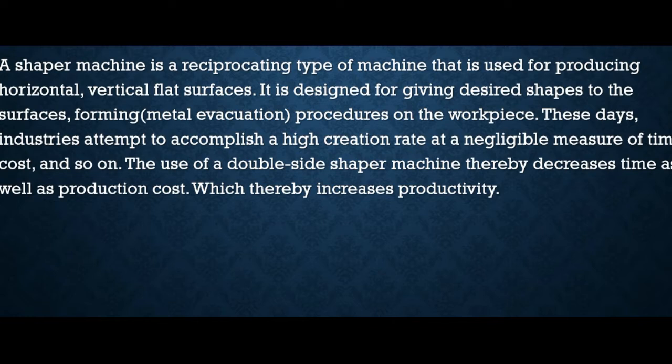So nowadays, industries and companies in the world attempt to accomplish a high creation rate at a negligible measure of time, cost, and so on. So the use of a double shaper machine decreases time and production costs. The reason why they design a double or dual shaper machine is just to decrease time as well as production costs. That is the difference between a single shaper machine and a double shaper machine. It is for efficiency, time reduction, and to increase productivity.